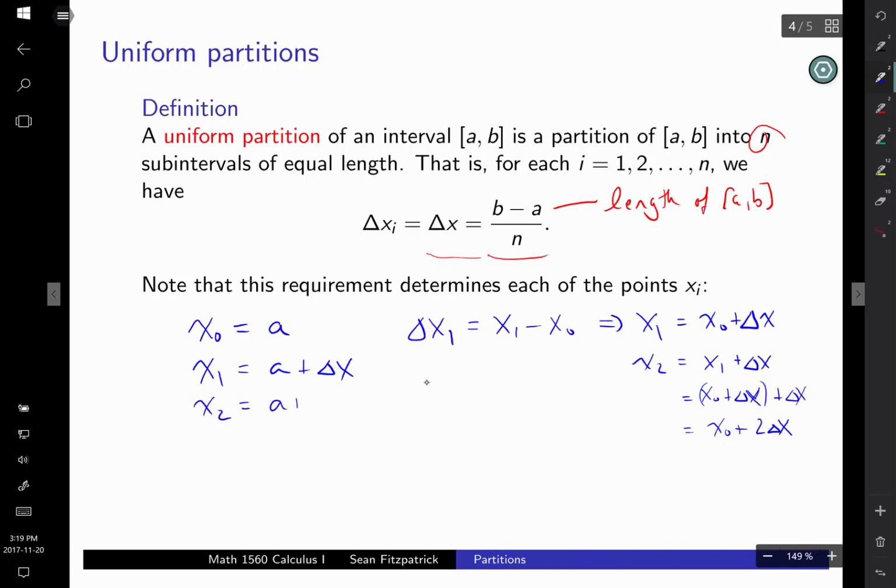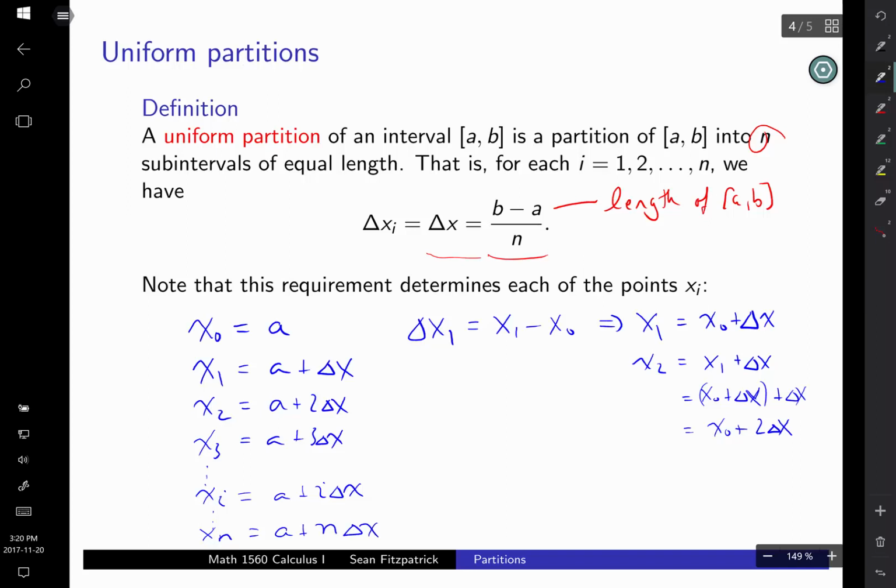So I get a plus 2 delta x, and you can probably guess how this is going to go, right? If I go to x3, I add another delta x, so I get to 3 delta x. x3 is going to be a plus 3 delta x, and so on. So after i steps, xi is going to be a plus i times delta x, and so on down to the last one, which will be a plus n times delta x, right?